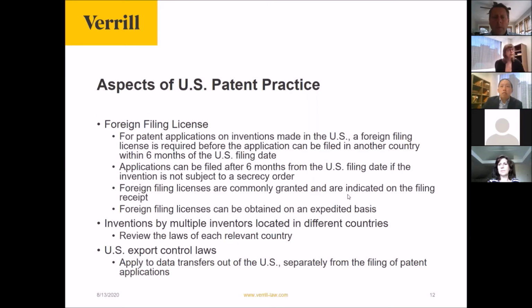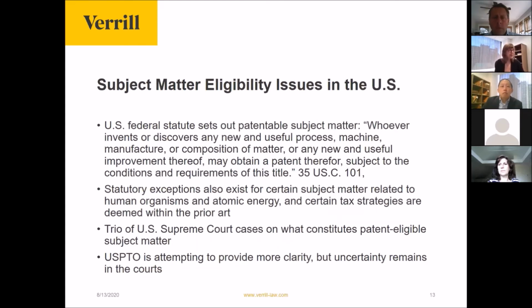Okay, so regarding subject matter eligibility issues in the U.S., and this is on the next slide, this is an area that is in a great deal of flux in the U.S. As I mentioned earlier, the U.S. patent statute sets out what is patentable subject matter: any new and useful process, machine, manufacture, or composition of matter, or improvement of those. There are some statutory exceptions for human organisms and atomic energy, and there are certain tax strategies that are deemed within the prior art. Those aren't particularly controversial for the most part.